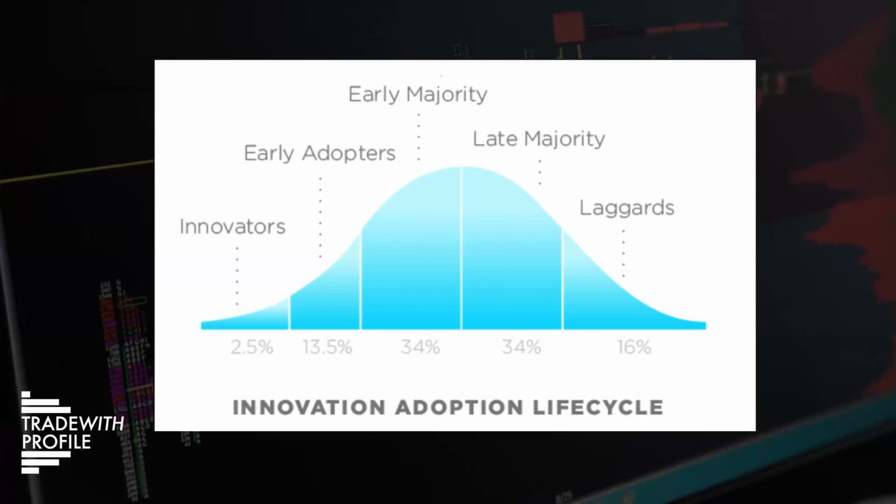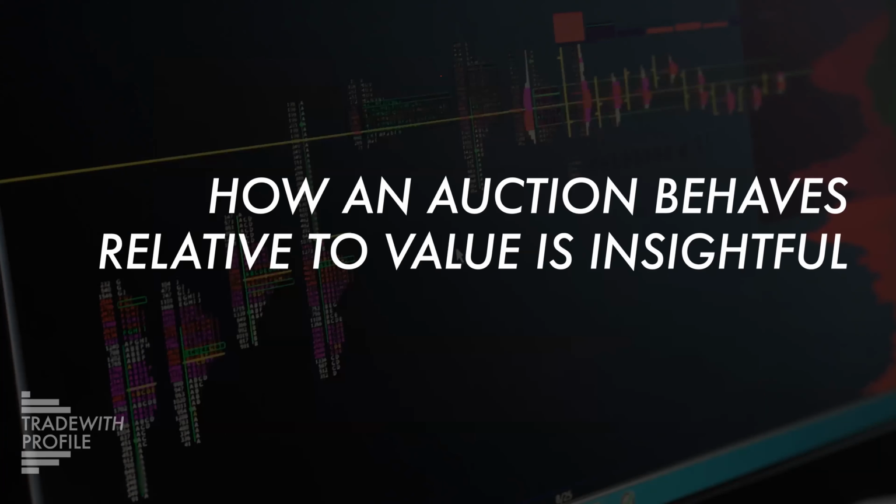Auctions often follow this curve that we see in most product life cycles. They begin, there's someone early to the auction, then there's an early majority that jumps in, then there's a late majority, and then there's the laggard. Auctions end when that last person who gives the worst price is into the auction. And then there's a bulk of trade where most people reside, where there's a decent degree of fair value. And how an auction behaves relative to value is insightful. So where most people interact, that's how we would define value within a specific time frame.